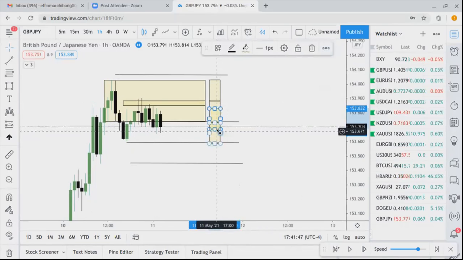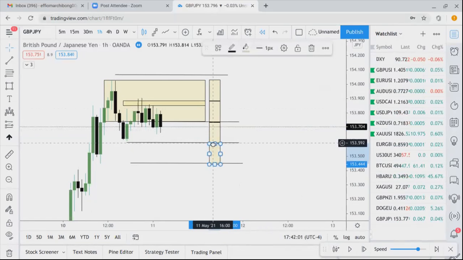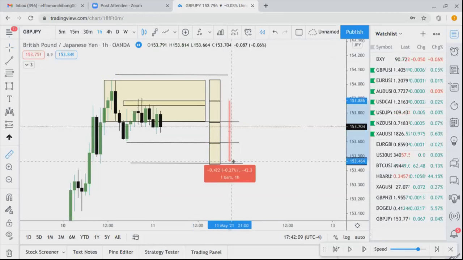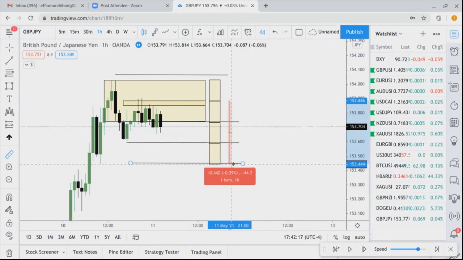slightly close to 1:3. I mean, I'm risking all of this to get all of this. Okay, so if the market comes to your first target, it's a risk reward of already 1:2, and then if it comes down, yes, approximately 1:3.